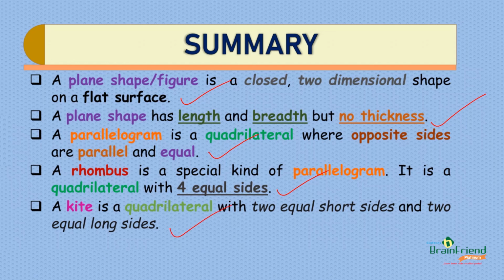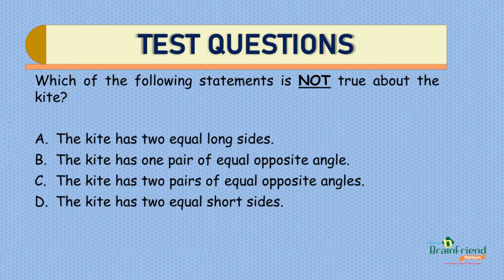Test time. Question 1. Which of the following statements is not true about the kite? Option A. The kite has 2 equal long sides. Option B. The kite has 1 pair of equal opposite angle. Option C. The kite has 2 pairs of equal opposite angles. Or option D. The kite has 2 equal short sides.